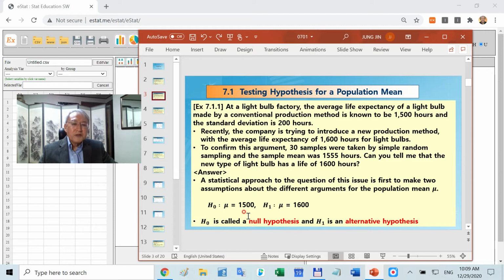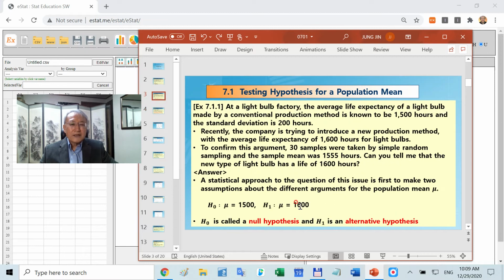But at this point, we usually put the existing information, the existing knowledge, as the null hypothesis. I'm going to explain in a minute why we are doing that. And something new, like a new development, we put in the alternative hypothesis. We want to select one of these. That's testing hypothesis.